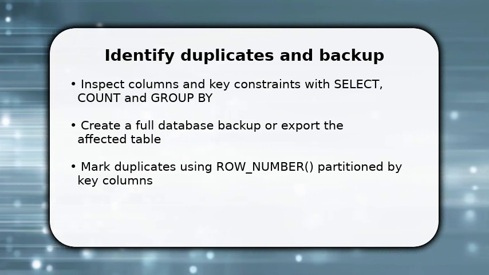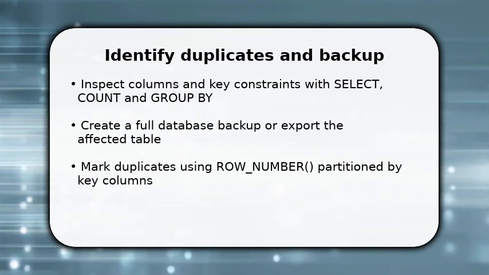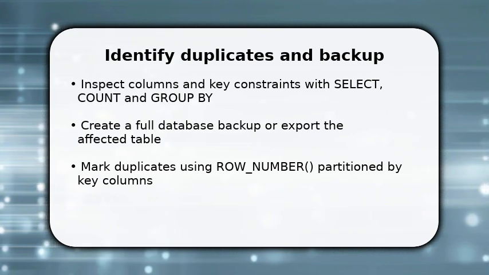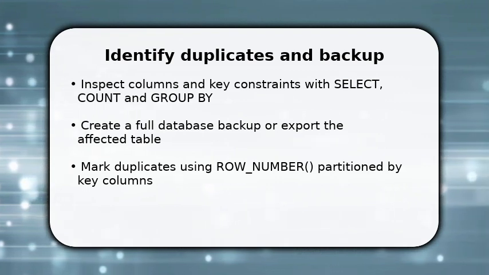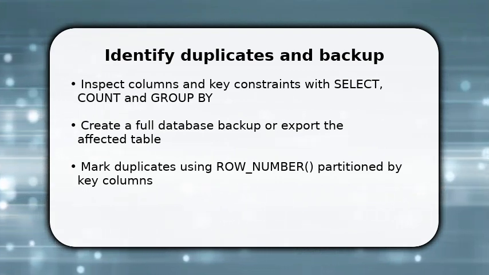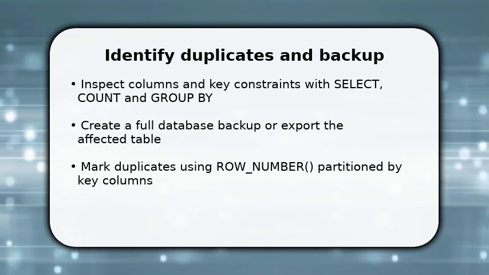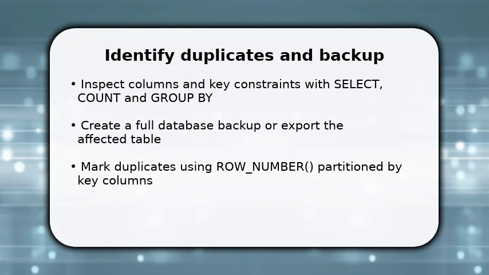Next, add a transient row number column with ROW_NUMBER() OVER (PARTITION BY the duplicate key columns, ORDER BY a stable column). This assigns deterministic ranks. You do this so you can safely target non-primary rows for deletion. Once done, you're ready to remove extras.